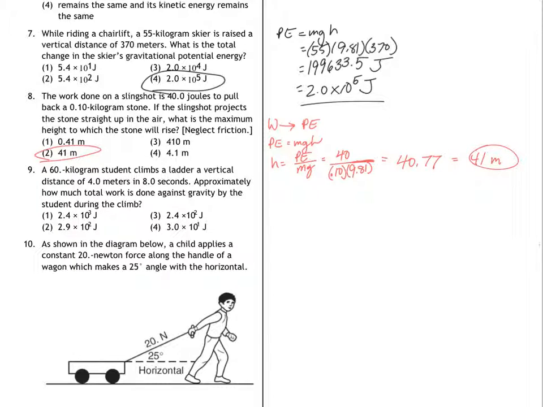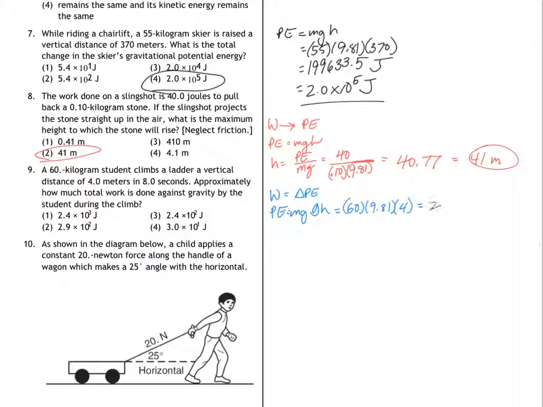Next up, we have a 60 kilogram student climbing a ladder a vertical distance of 4 meters in 8 seconds. And we want to know how much work is done against gravity by the student during the climb. So the work done against gravity could be described as the change in potential energy here. And potential energy is simply mg change in height. So from there, I know that the student's mass is 60. I know that gravity is 9.81. And their change in height is 4 meters. So I'll use those things to calculate the answer.